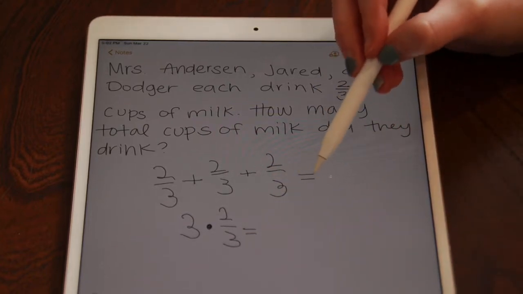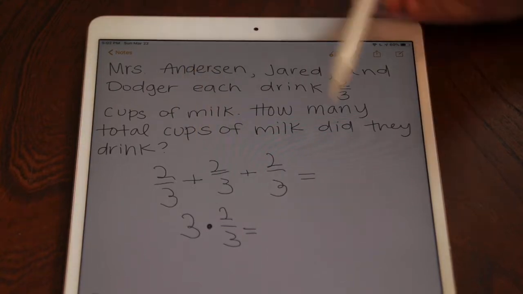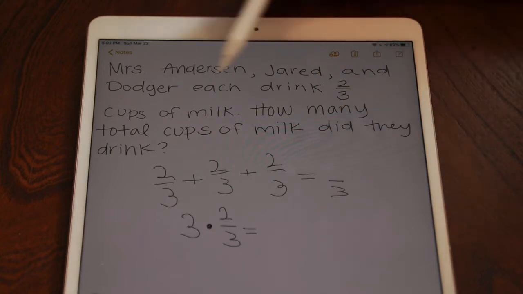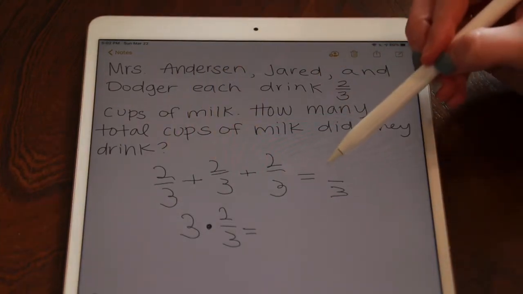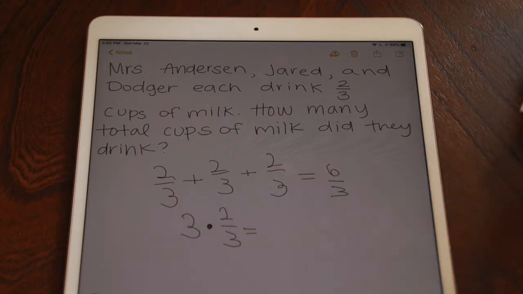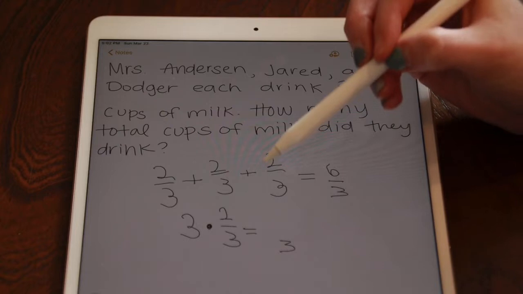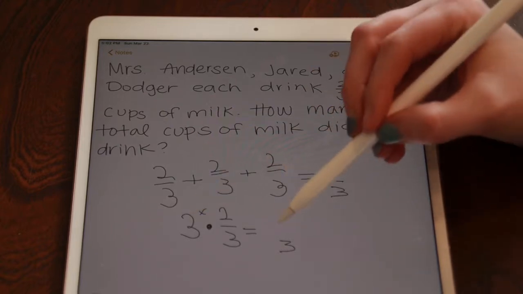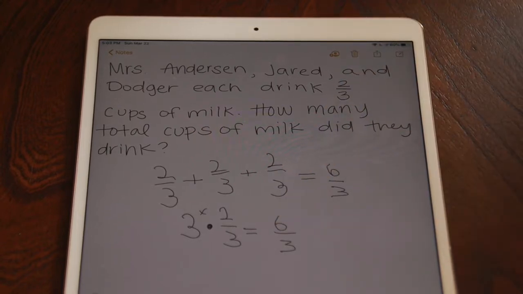So to figure out the answer to this, I could either add all of it up and go like this, and figure out my denominator stays the same. Just add my numerator and get 2 plus 2 plus 2, which gives me 6. Or I could use multiplication. My denominator is going to stay the same, and I multiply the numerator by the whole number, which would also give me 6.